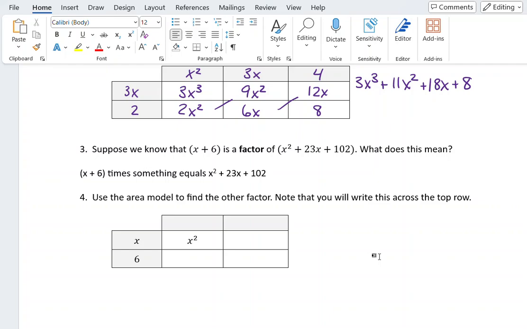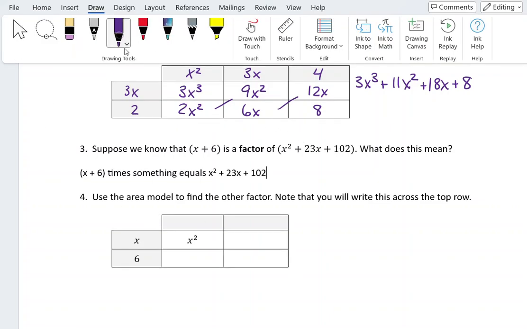And this is a division problem. So like if we know that 5 times something equals 30, we do 30 divided by 5 and figure out that that something is 6. Same idea here, they're just a little bit more complicated. So we're going to use the area model to find the other factor here. So I'm going to switch back to my pen. Note that we have x plus 6 along the left side. Our answer is going to appear across the top, and the product is going to appear in the boxes here. So it takes a little bit of practice to get this down well, but just a little bit of practice and you can get it.